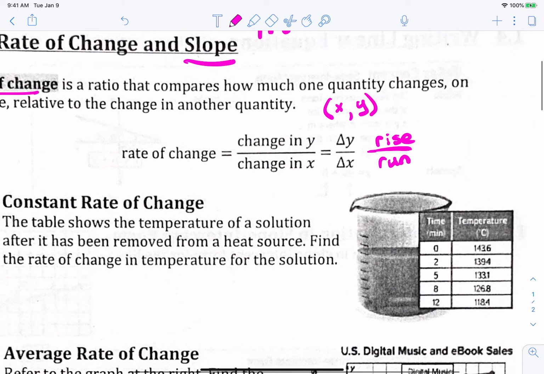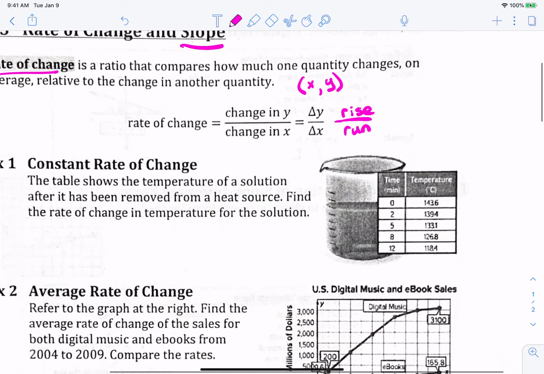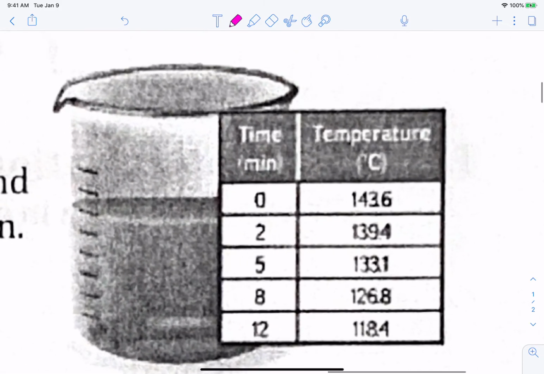Okay. Our first question, we are looking at the constant rate of change of a temperature solution after it has been removed from a heat source. So there's a little beaker being heated up, and then they're removing it from the heat source, and then it's going to go down and down in temperature. Right after I take it off of the heat source, it is 143.6. 2 minutes later, it's 139.4. 5 minutes after the original time, it's 133.1. 8 minutes after it's originally taken off, it's 126.8, etc., going all the way down, okay?